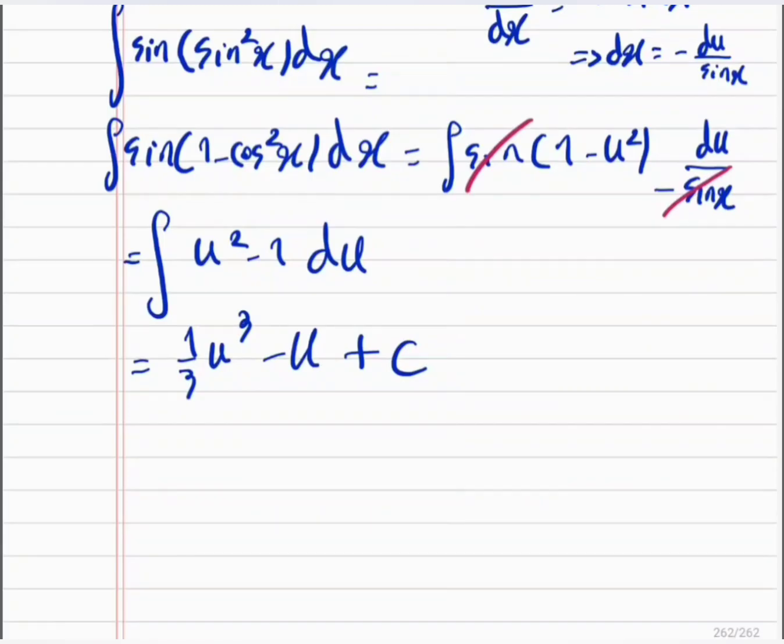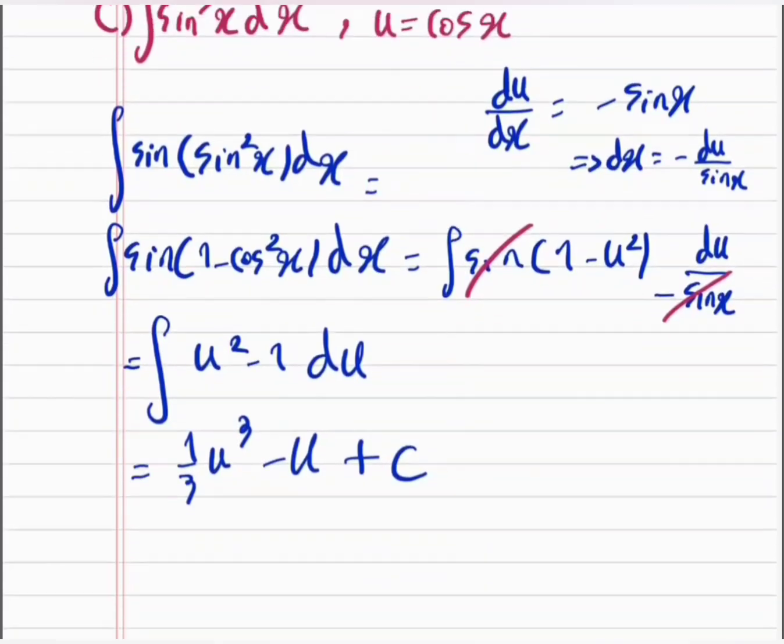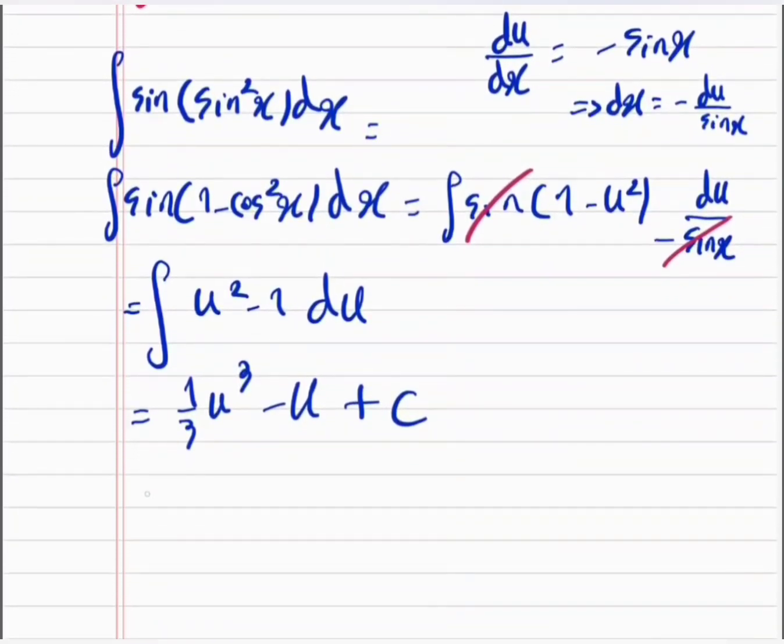But remember that at the end we need to substitute back. In this case, u is equal to cos x. So now we want to have everything in terms of x again. So we have 1 over 3 cos cubed x minus cos x plus c.